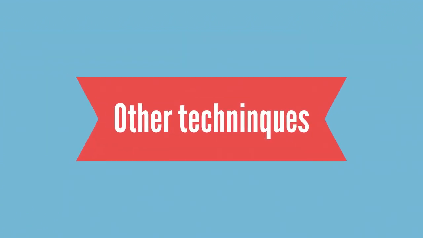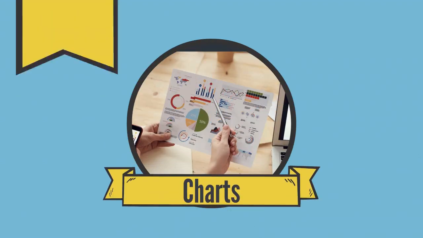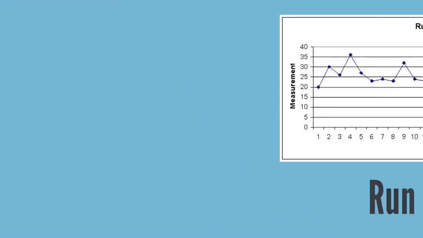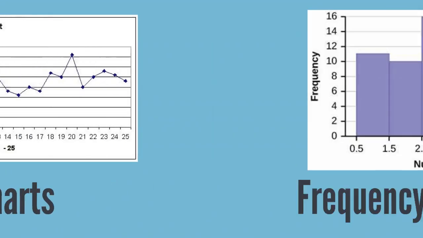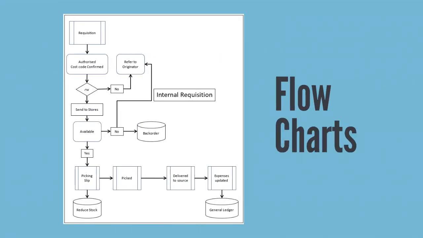Other techniques include making use of the Pareto analysis approach, which analyzes problems to find the ones that have the most impact. Charts can also be used to plot information and give a high-level view of where problems may exist. These can include run charts, frequency histograms, and flow charts.